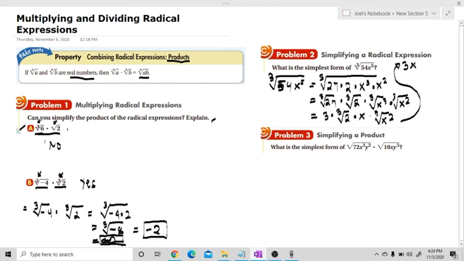Then, cube root of 2 times cube root of x squared will be cube root of 2 times x squared. We copy 3x. 2 times x squared will be 2x squared. So, the answer will be 3x cube root of 2x squared. Again, the answer is 3x cube root of 2x squared.